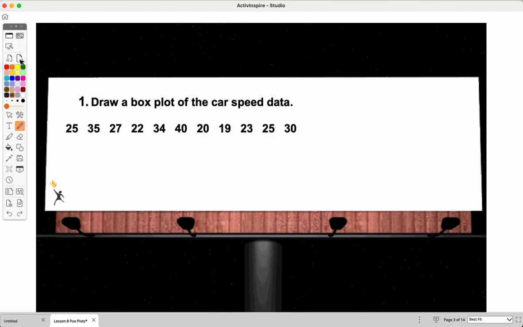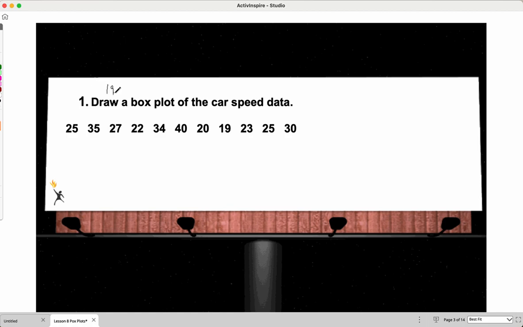Let's go ahead and take a look and create our first box plot. To do that, our first thing we have to do is find our measures of variation. And the first one we have to really do is find our median. So the first thing we got to do is put the data in order: 19, and then 20, and then 22. I got to do this carefully, otherwise I miss them. And that's one of the things we've got to learn. 23, two 25s. Then I see a 27.